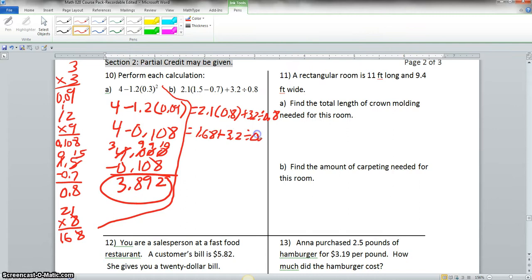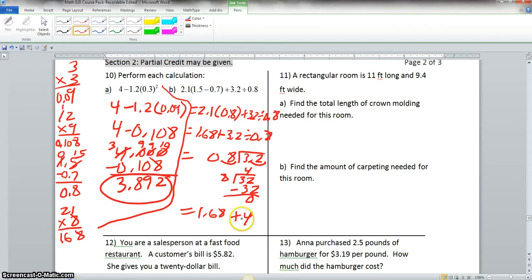3.2 divided by 0.8. Now, we need to divide this out. So we would take this. Now I'm running out of space here, but I'll write this down here. We would take 0.8 into 3.2. We have to move this decimal 1 place to the right, move this decimal 1 place to the right. So we have 8 into 32. 8 goes into 32 4 times. Now we have no remainder, right? So we would have 1.68 plus 4.